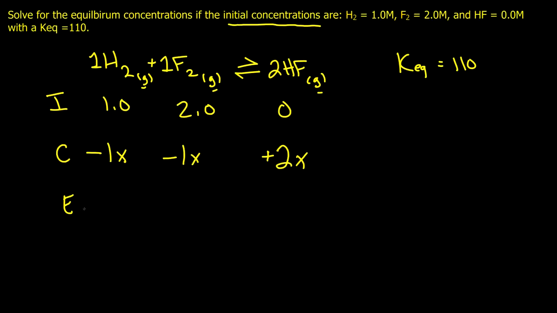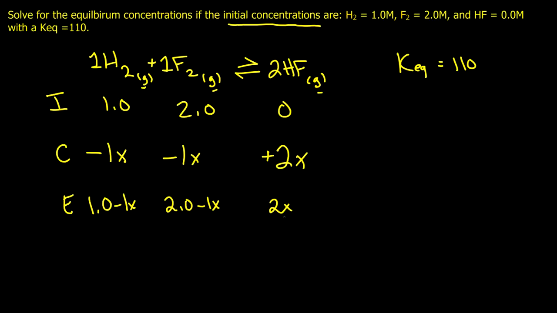E stands for the equation at equilibrium. So this is what you're actually going to plug into your formula in a second. To find the equation at equilibrium, you take I and combine it with C. So H2 is 1.0 minus 1x. That means fluorine is 2.0 minus 1x. And that means HF is 0 plus 2x, or just 2x.